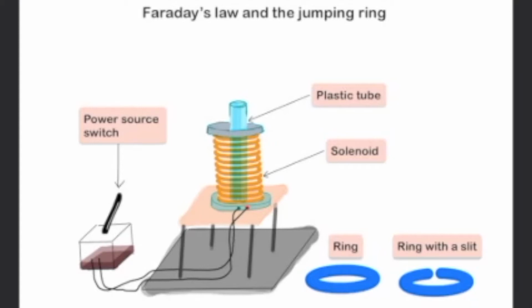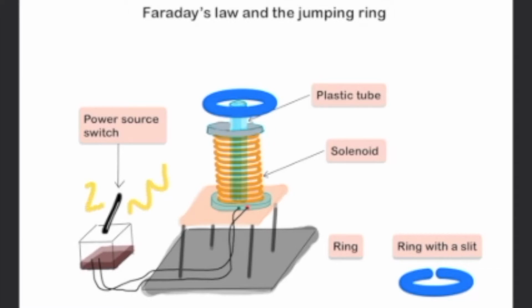A conducting non-magnetic ring is placed over a solenoid, which is a long coil of wire wrapped in many turns. The solenoid is connected to a power source which produces alternating current and initially is switched off. Once the power source is switched on, the ring that was initially resting on the solenoid flies off, as you can see in the animation.